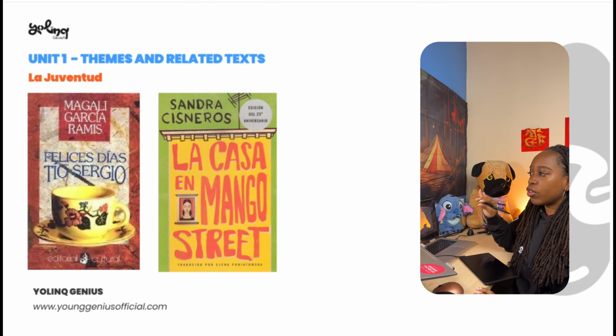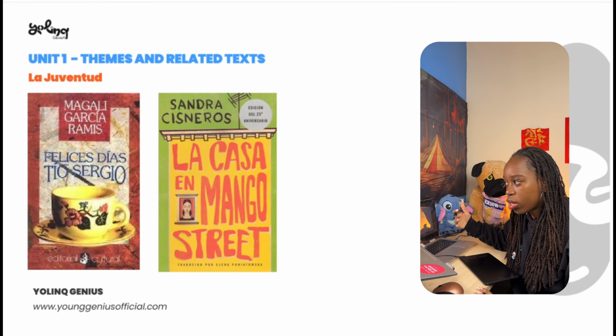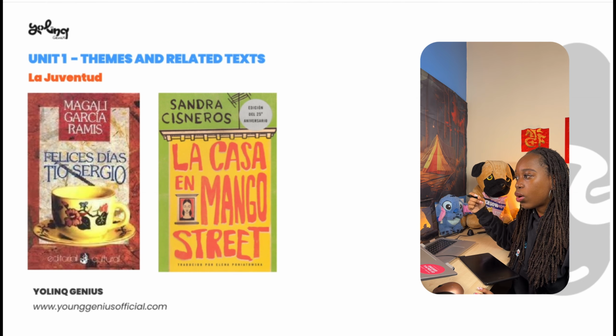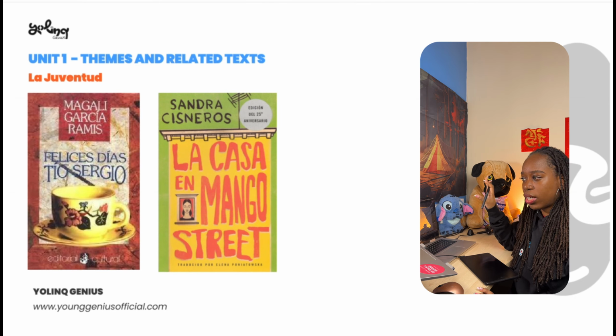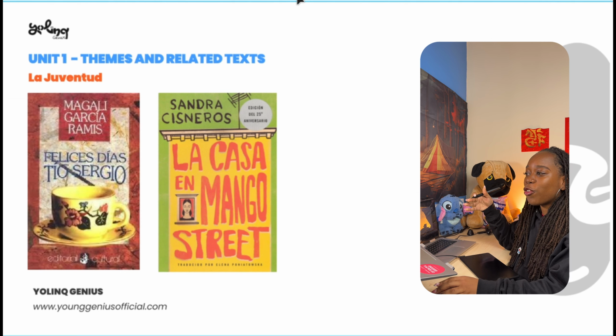Alright, so for unit 1, the first theme is La Juventud, which is about youth. The texts they have given for you to read are Felices Días Tío Sergio, and also La Casa en Mango Street. I believe when I was in high school I read La Casa en Mango Street. But you don't read both. Usually your teacher chooses and you'll just go through one of these texts for the term.